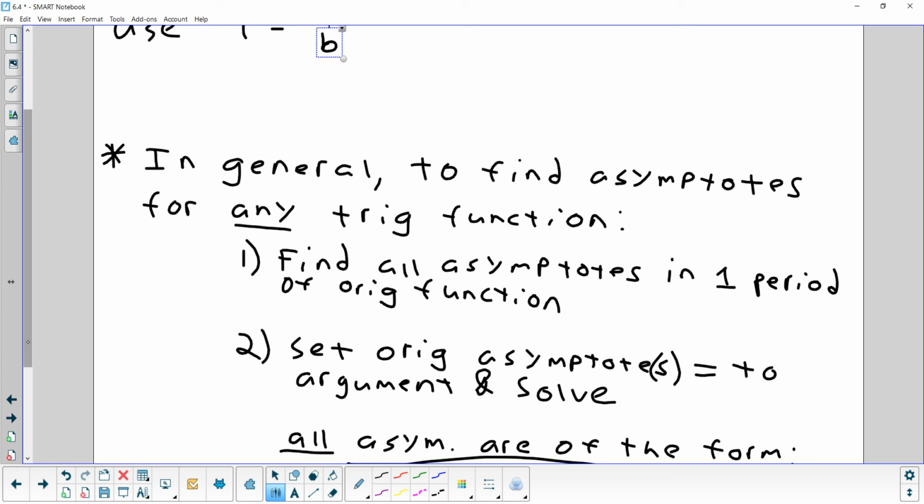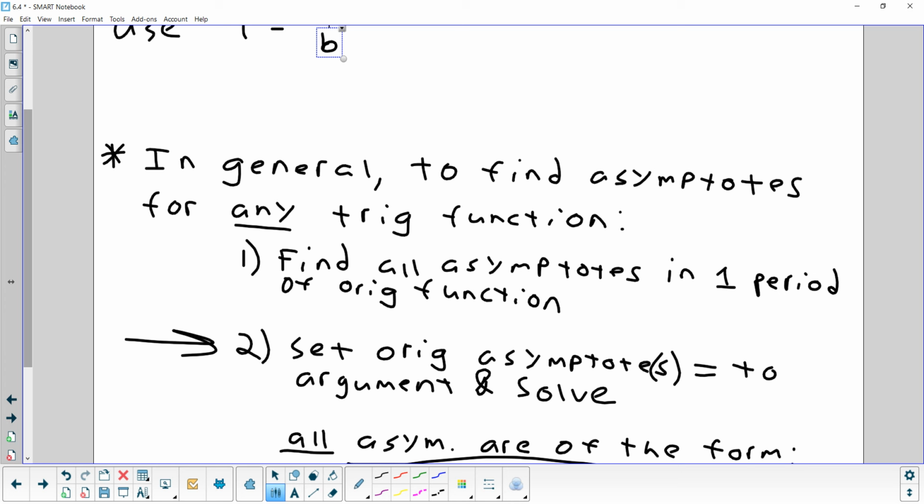Next, you want to figure out where that single asymptote moves under the transformation you're doing. That's what step 2 does. Set the original asymptote equal to the argument and solve. Now, after step 2, you know where one asymptote is in the new function. You know a single asymptote. Now, from that one, you have to describe all the other ones.